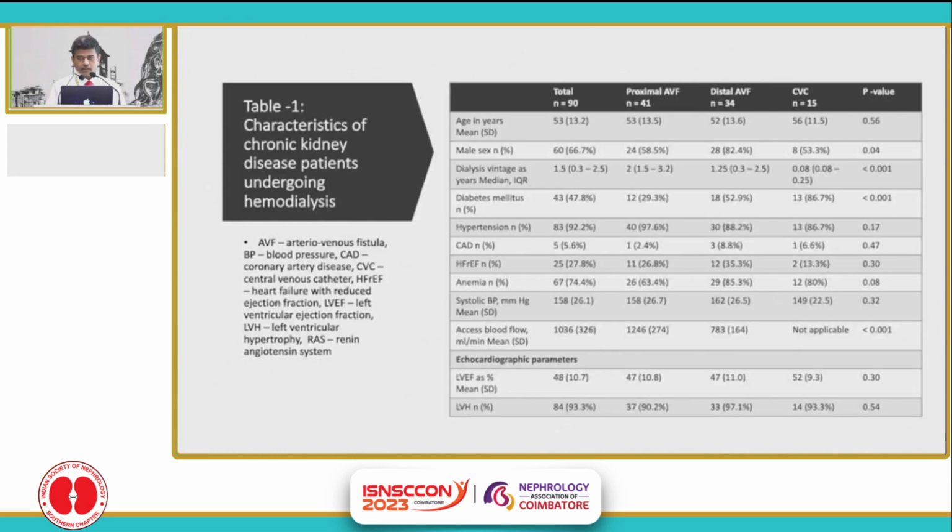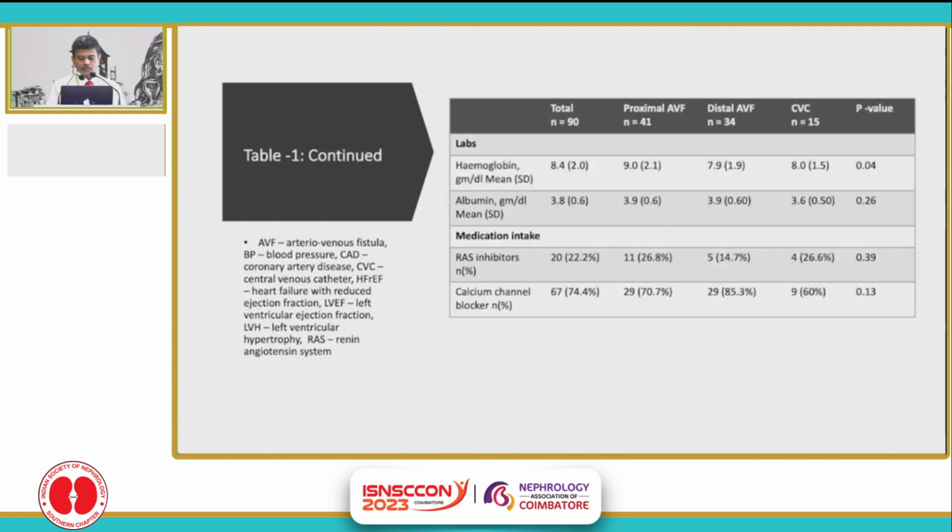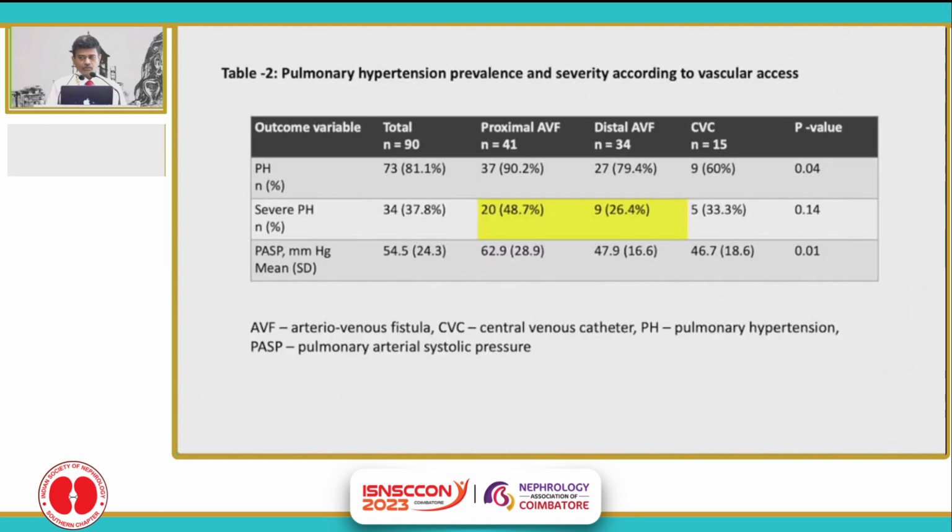This is table 1 that shows the characteristics of patients across the 3 vascular access groups. And this table shows the outcome variable, pulmonary arterial systolic pressure. This is the unadjusted systolic pressure, what we observed exactly. Proximal fistulas were associated with a PASP of 63 millimeters, and distal fistulas were associated with a PASP of 48 millimeters, with a difference of 15 millimeters, which was statistically significant.